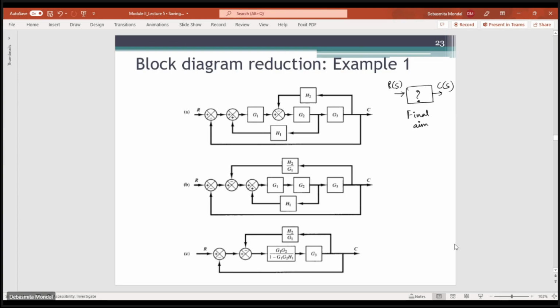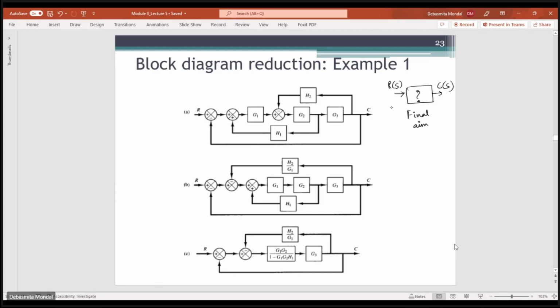Now here you see that these two blocks are in series, but there is a takeoff point over here. Right, so what you can do here, there can be multiple ways of doing a block diagram reduction.